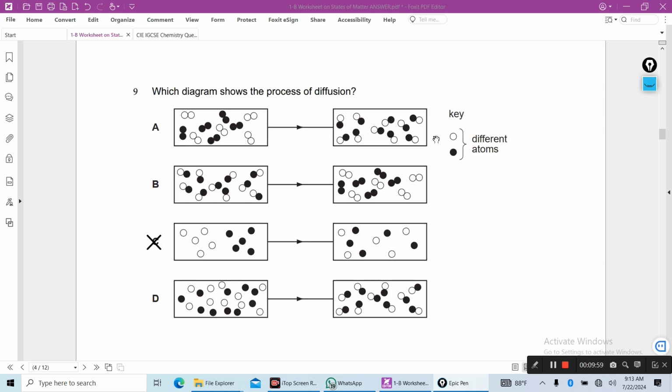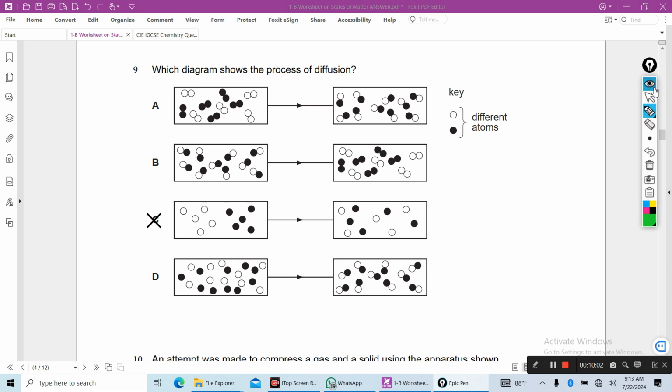Number 9, which diagram shows the process of diffusion? These are different atoms. Here one type of atoms or particles, and the black one is another type of particles. These mix throughout the container. So process C is diffusion. Process C, mixing up, is diffusion. A is not diffusion, B not diffusion, D also not diffusion. They join together.